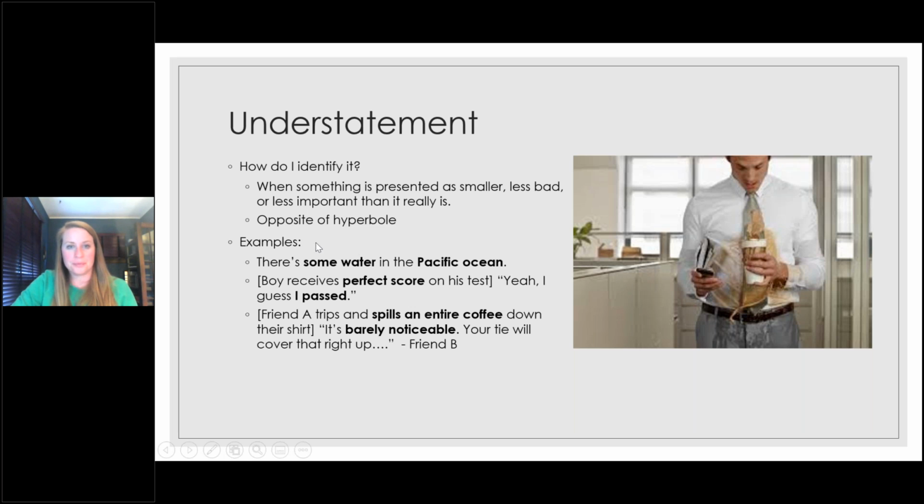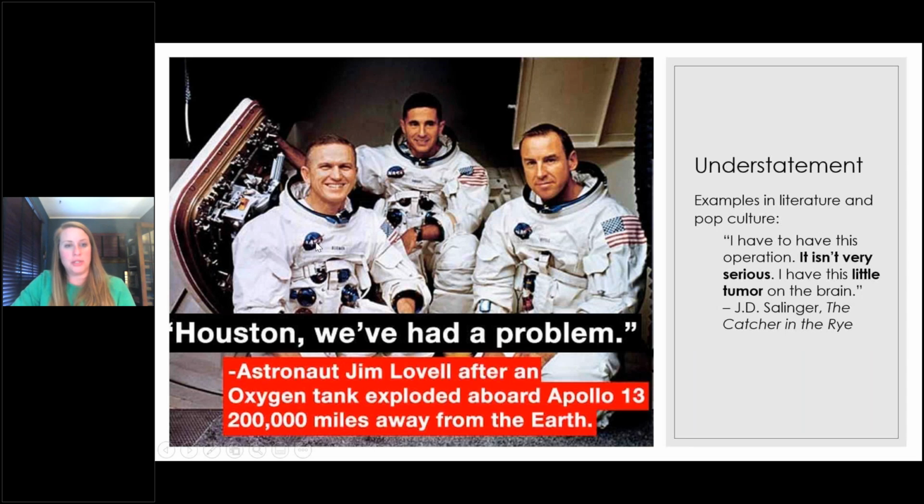So looking at some examples of understatement in real life, this image here sums it up perfectly. When Apollo 13 ran into some trouble, their oxygen tank exploded 200,000 miles away from Earth. Instead of screaming and freaking out, Jim Lovell said on the ship, Houston, we've had a problem. So, again, that's quite an understatement given how far away from Earth they were at the time. But maybe his calm demeanor was part of their success for getting home.